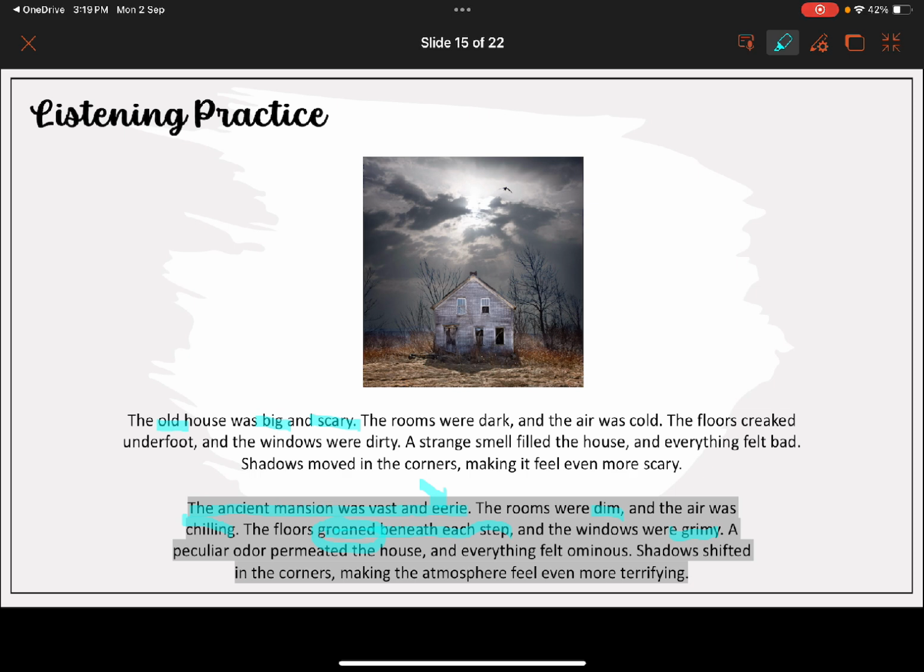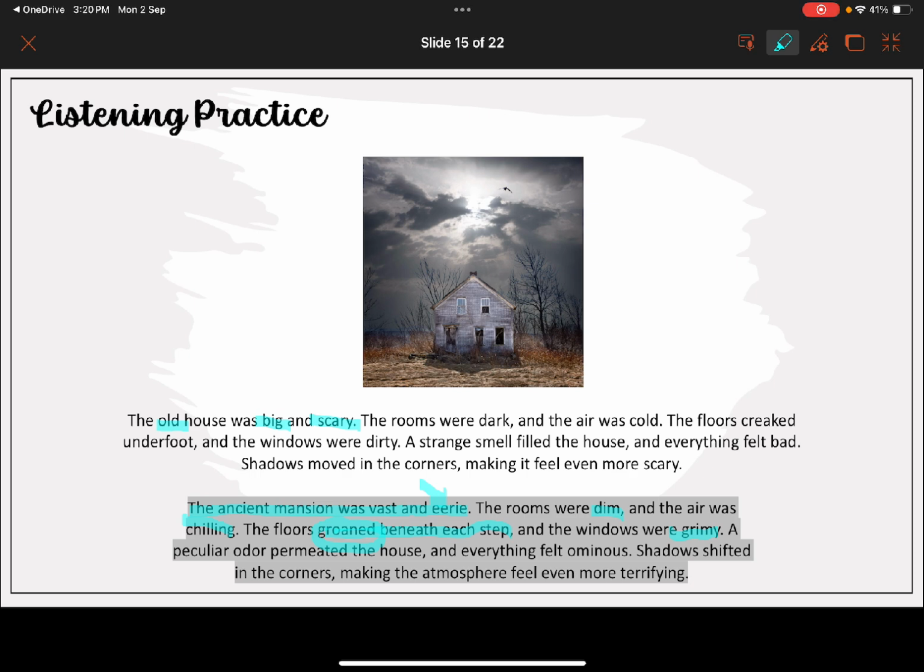Shadows shifted in the corners. In my first version, it was shadows moved in the corners, making it feel even more scary, making the atmosphere feel even more terrifying. So as you can see in version 2, which is the one that I hope you picked, I used more sophisticated language and I was being more precise in portraying my meaning to my audience.